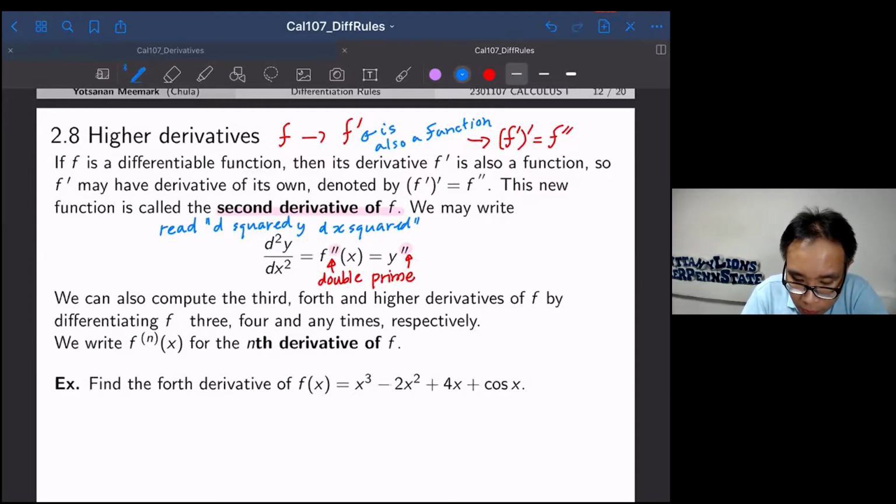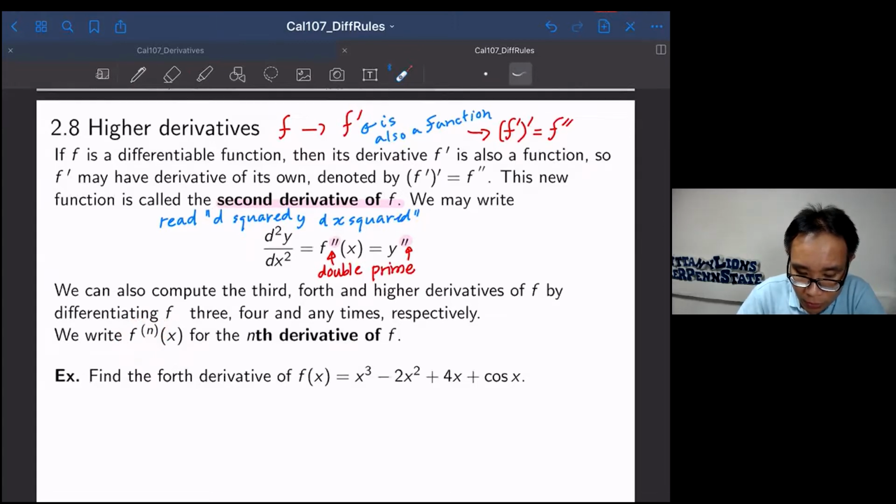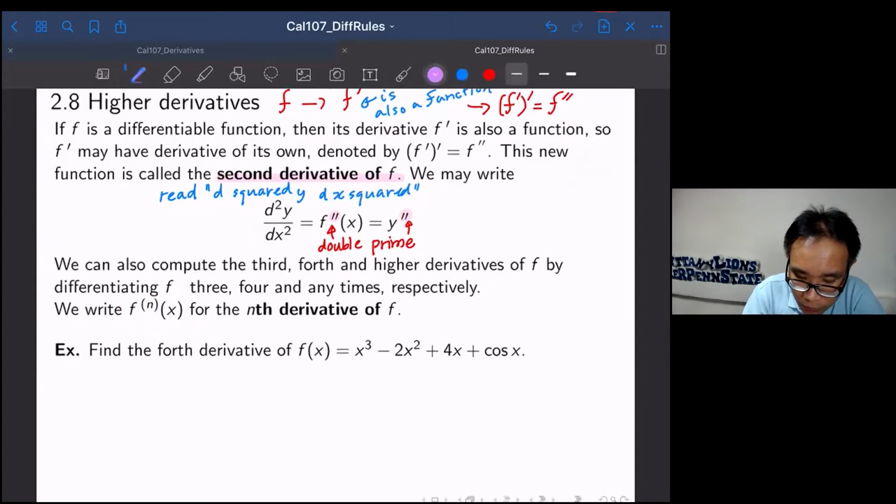We are also able to compute the third, the fourth, or any higher derivative of f by differentiating the function three times, four times, and so on respectively. We write f to the n for the nth derivative of the function f. In Leibniz notation, you may write d^n y dx^n, which is the notation for the nth derivative.